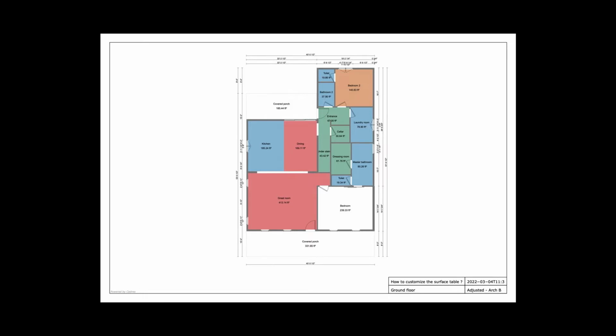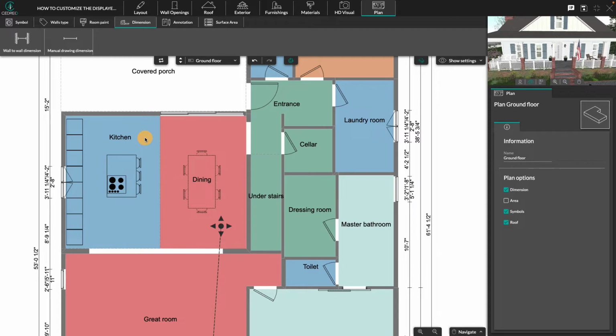Today we're going to learn how to customize measurements on the 2D plan. You can customize dimensions on the 2D plan while in the plan step. There are two submenus. When you select the wall-to-wall dimensions, a ruler will appear.